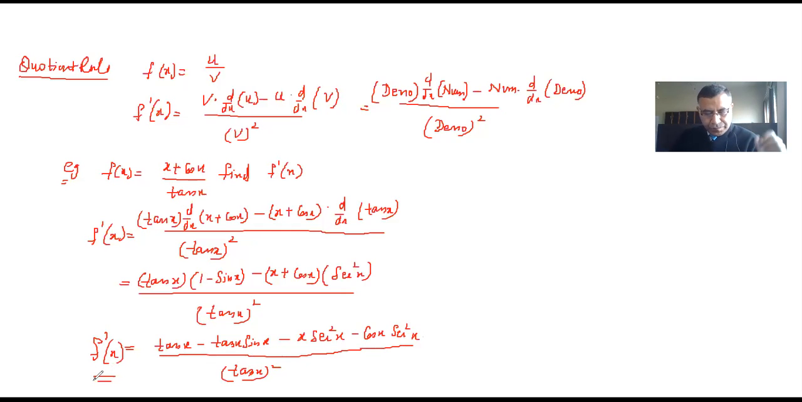Maybe one or two lines, not more than that. At 10:30 we will again join and we'll finish the questions based on the chain rule, product rule and quotient rule, from Exercise 13.2 as well as from the miscellaneous exercise. Those questions will be finished.